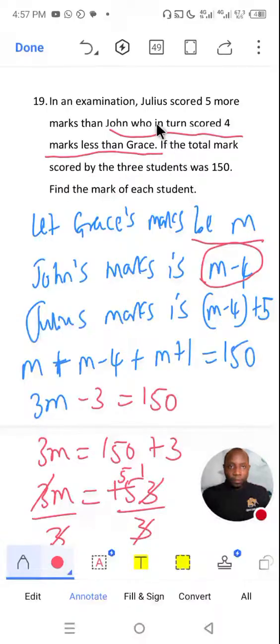But they say Julius scored 5 more marks than John. So that's why we added 5 to what John got, which is m minus 4. So we added 5 to m minus 4, and minus 4 plus 5 will give us plus 1. So that was how we were able to get this m plus 1. This is for Julius.